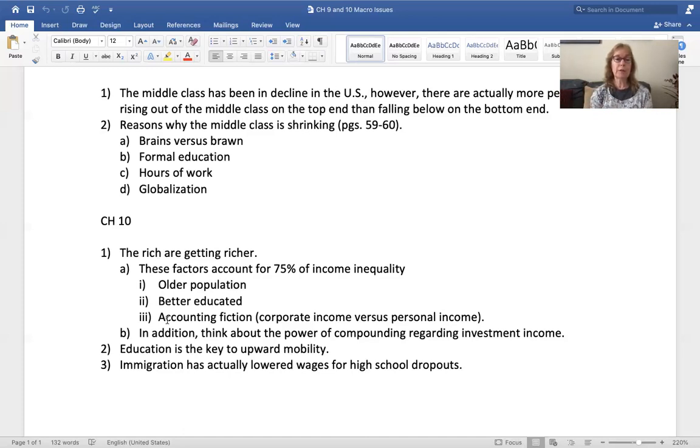Okay, so what's the key to upward mobility? I talked about the neighborhoods, but here's the key to upward mobility: education. Every study you read talks about education. There's a positive correlation between education and income. Now, of course, I'm going to be biased because I teach in higher ed. I'm a believer in education because you need something to fall back on.